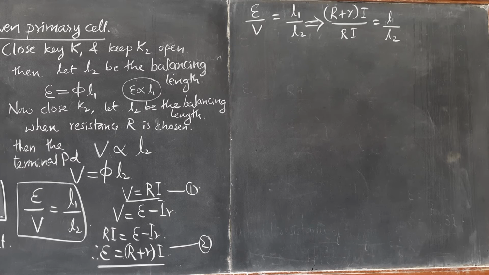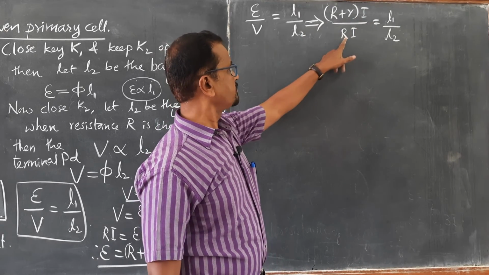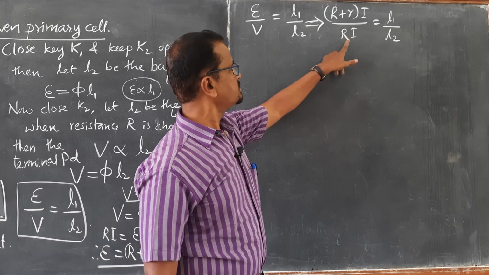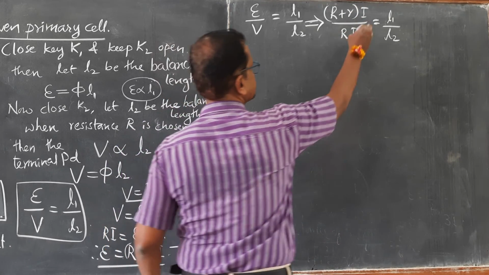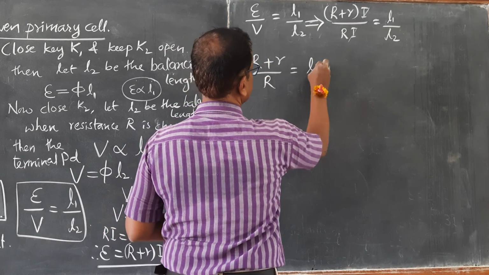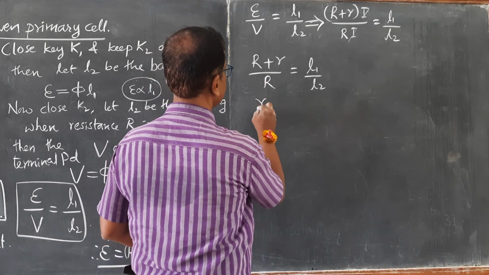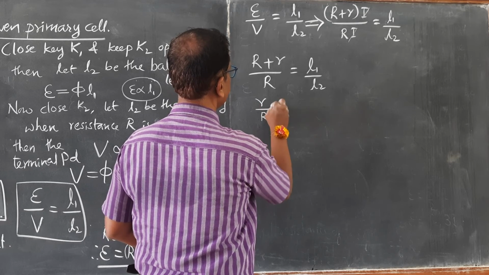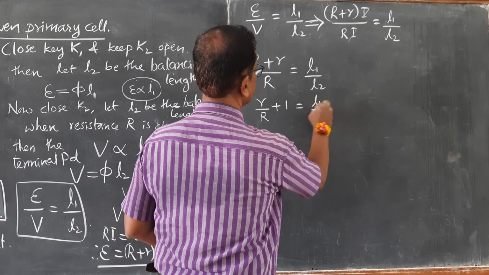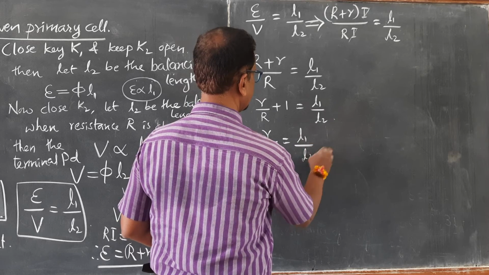You can see now after substitution, E by V is equal to L1 by L2. So if we substitute the value of E as R plus r into I, and V, the terminal potential difference, as Ri, I cancels. When I cancels, we get R plus r divided by R is equal to L1 by L2. We want to find out internal resistance. So if you split this, we get r upon R plus 1 is equal to L1 by L2. Therefore, r by R is equal to L1 by L2 minus 1.